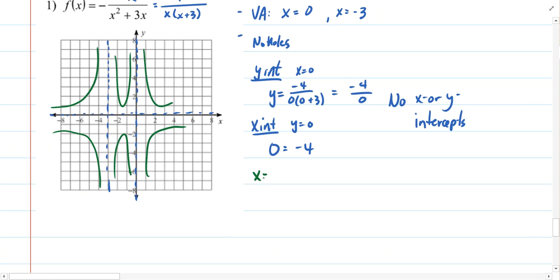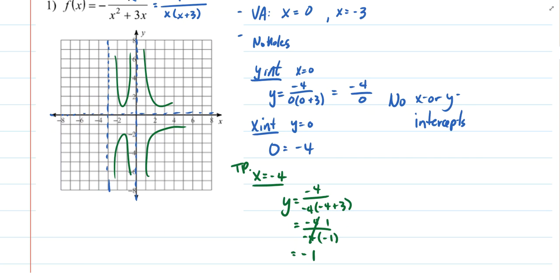So let's choose an x value equal to -4. So these are test points. When x is equal to -4, I get a y value equal to -4 divided by -4 times -4 plus 3. I'm using the factored form, and I'm just substituting x with -4. This looks like -4 over -4 times -1. And these -4's cancel, and we've got 1 divided by -1, which is -1. So that tells me that when x is equal to -4, we get a y-coordinate of -1.